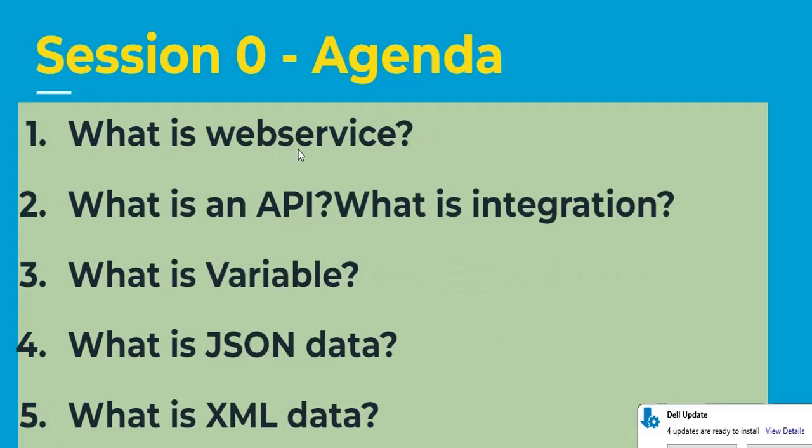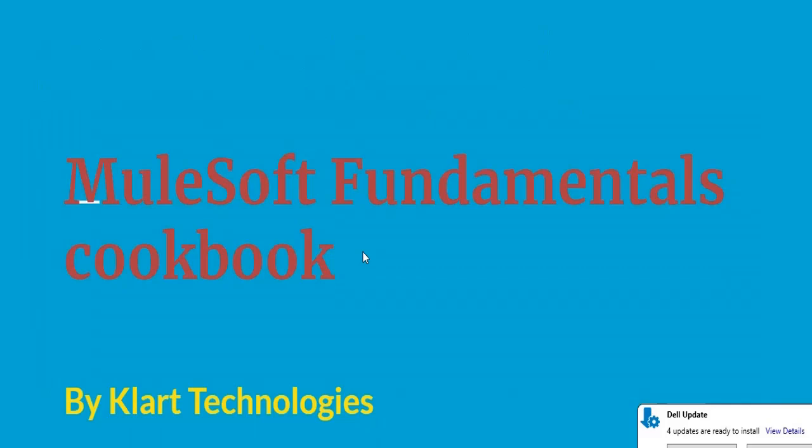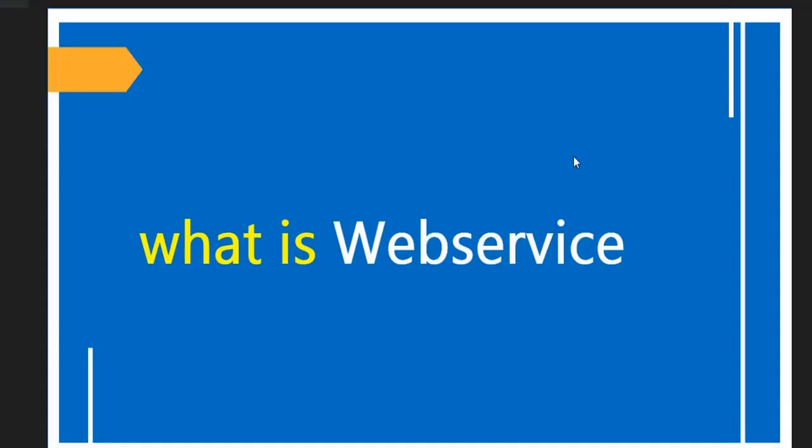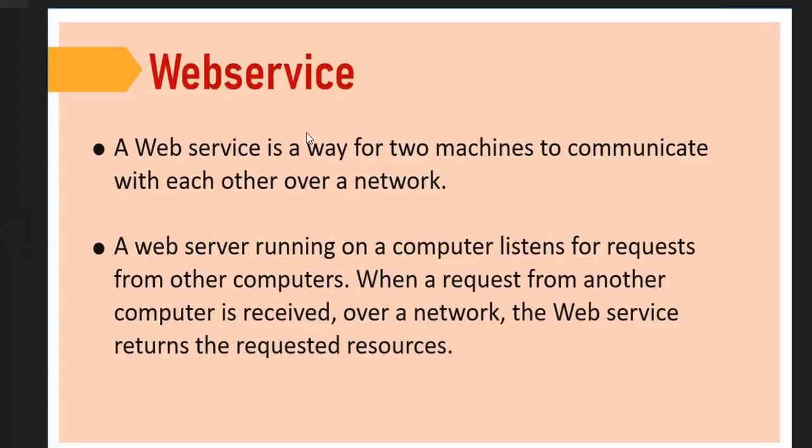So this is the first thing, what is web service. Let's start with the web service, and let's try to understand all these things with real-time examples. So let's try to understand what is web service first. Web service is a service which is available over the internet, which will allow two machines to communicate with each other.